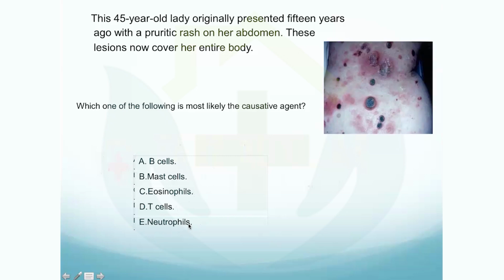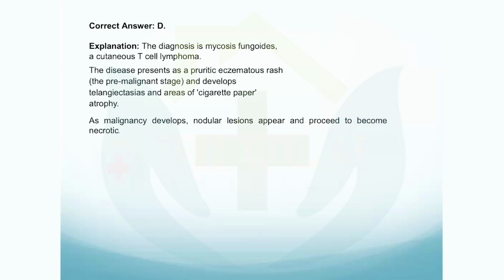And neutrophils, again, this doesn't look like any normal skin infection, so you don't expect neutrophils. Also, there's something called Sweet syndrome, but there you need to see the vasculitic feature to diagnose that; there you can have some neutrophil infiltration. So the answer is D, that is T cell disorder, mycosis fungoides. This is a cutaneous T cell lymphoma.